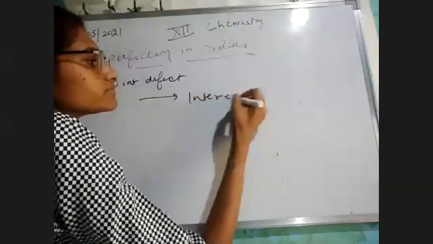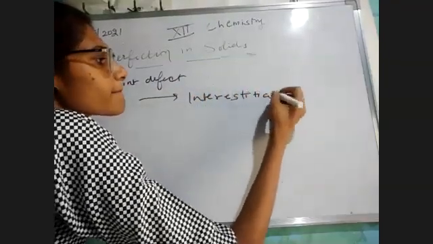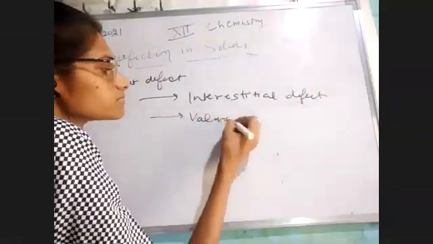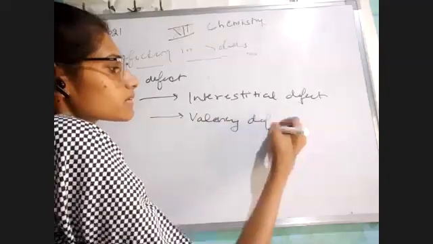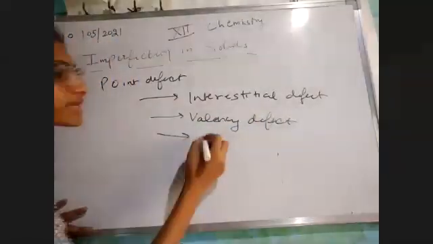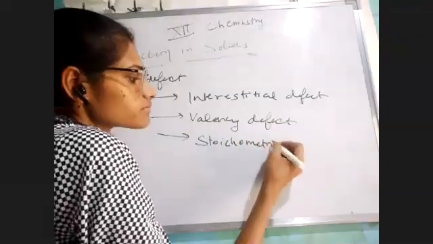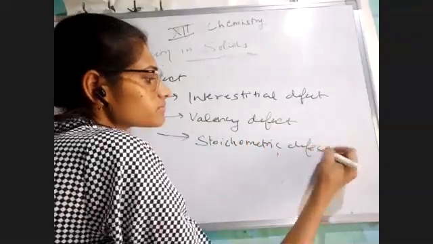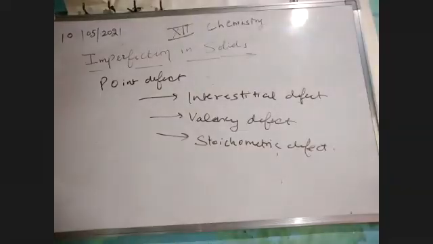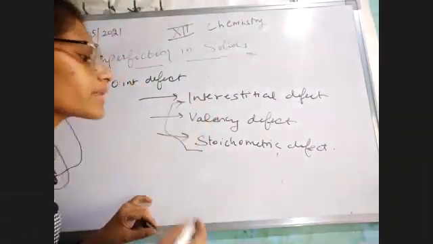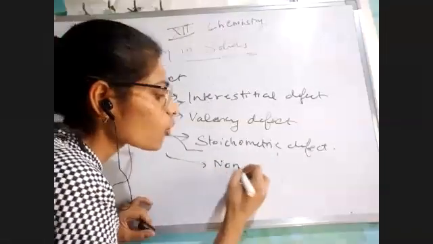Interstitial defect, valency defect, and the last one is stoichiometric defect. The stoichiometric and interstitial are almost the same. So we have another type known as non-stoichiometric.